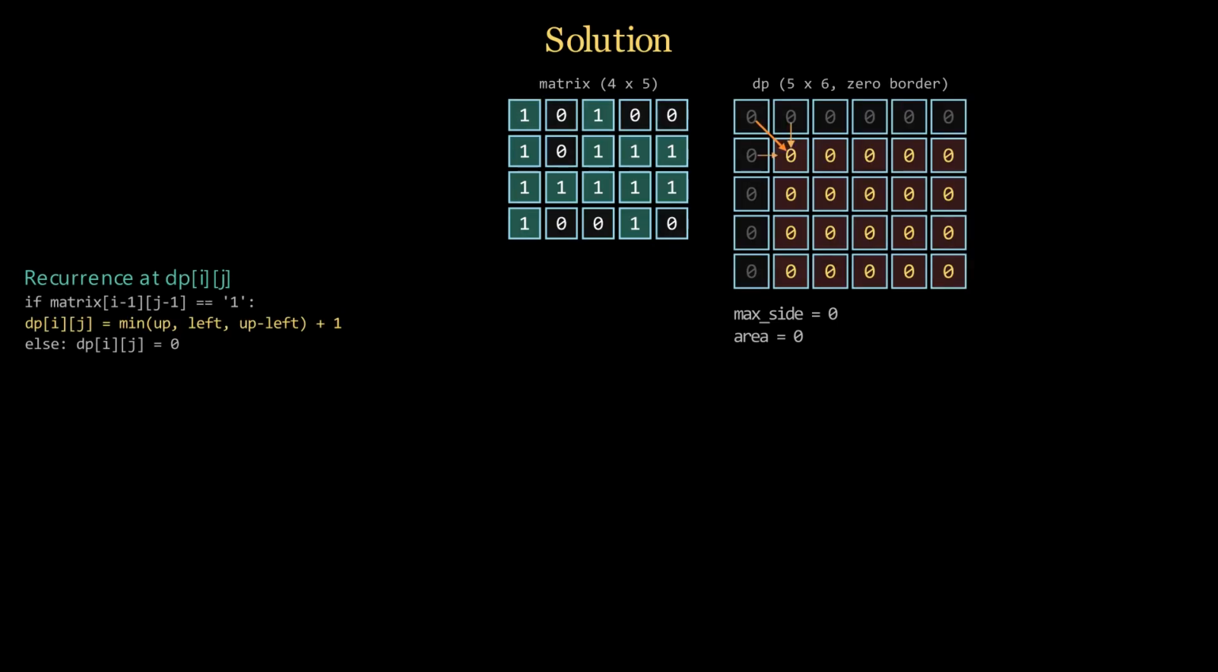Take DP at 1, 1. The matrix cell above left is matrix at 0, 0, which is a 1. Look at its 3 DP neighbors, up, left, and the diagonal. They are all zeros from the border. The minimum is 0, plus 1 gives a side of 1.